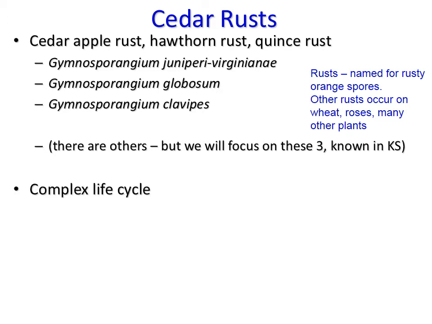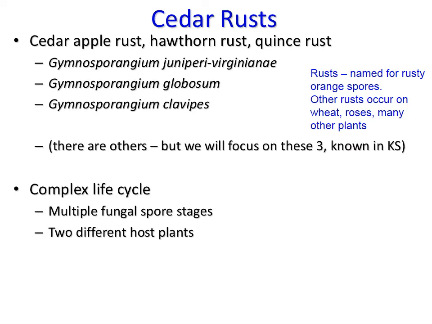They have a complicated life cycle. These fungi go through several different spore stages, which we'll describe as we go through. And they have these 2 different host plants. The fungus requires both a juniper as well as an apple or some kind of apple relatives. So again, we've got the cedar side of the equation, and then the fungus also requires an apple or an apple relative like a crabapple, a pear, or a hawthorn.